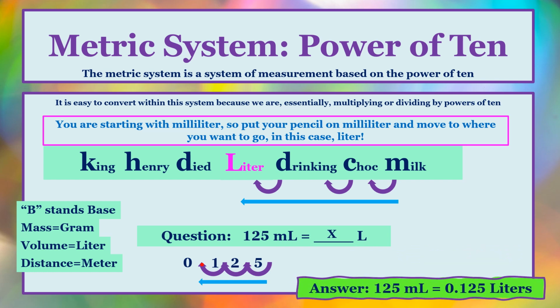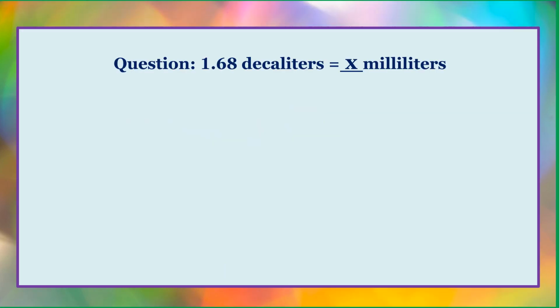But that's going to be our answer. 125 milliliters equals 0.125 liters. It can feel a little trickier if you're using prefixes that we don't normally use. In this case, 1.68 deciliters equals X milliliters.